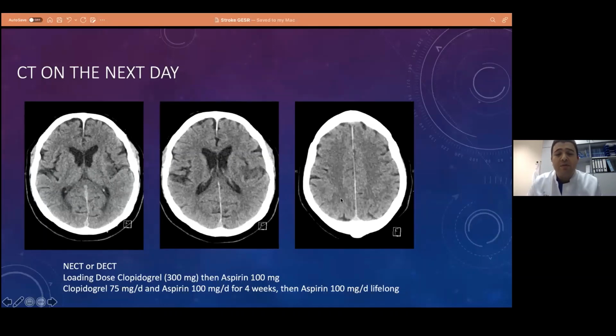You can also do a dual energy CT to differentiate between blood and contrast media extravasation. After the CT, we usually begin with a loading dose of clopidogrel, 300 milligram, and aspirin, of course, 100. We do it for 4 weeks, and then we give aspirin 100 milligram per day, lifelong.